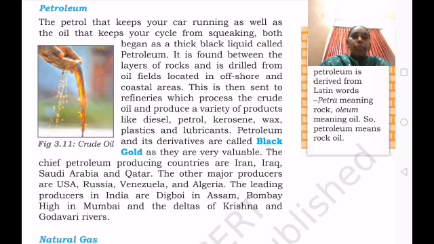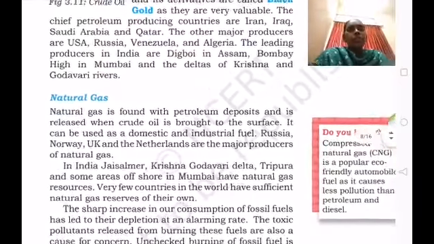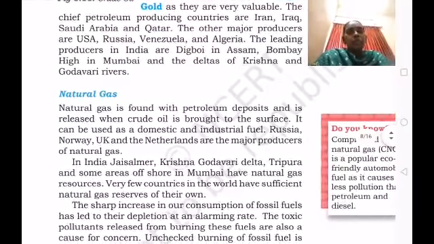The leading producers in India: petroleum is available in Digboy in Assam, Bombay High in Mumbai, and the deltas of the Krishna and Godavari rivers also. So, children, petroleum is very important to run our vehicles.